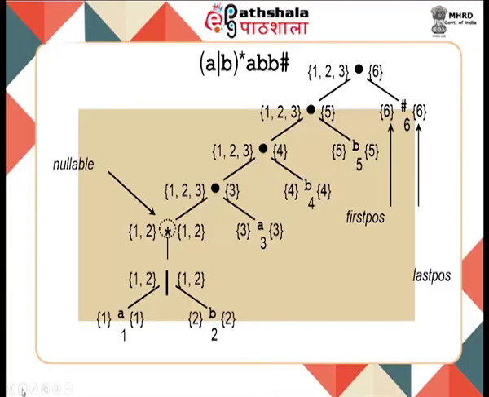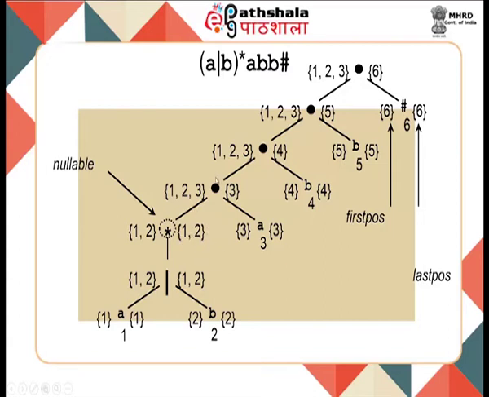Now let us just traverse the tree. I have a star node. For the star node, again first and last position are very simple because it is just the child's first and last position. So for this particular node, first position is again 1, 2, which is from the child, and last position is also 1, 2 from the child.